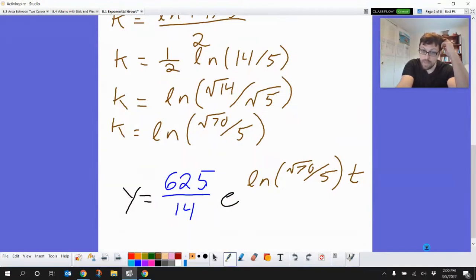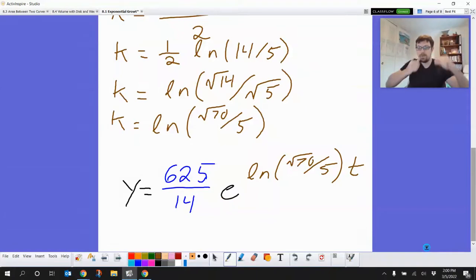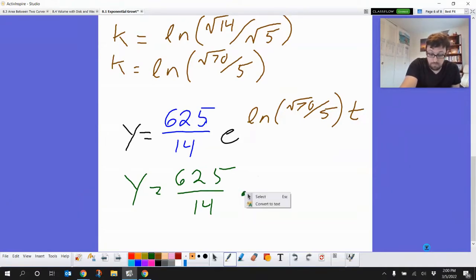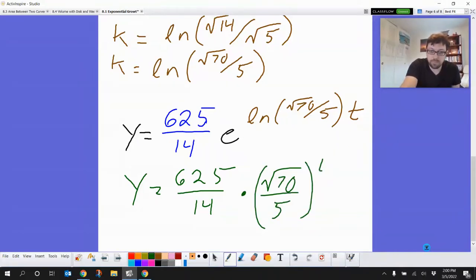So then that ln and that e are going to cancel each other out. Yeah, the ln and the e are going to cancel each other out. So y equals 625 fourteenths multiplied by the square root of 70 over 5, all to the t. That would be a neater version.